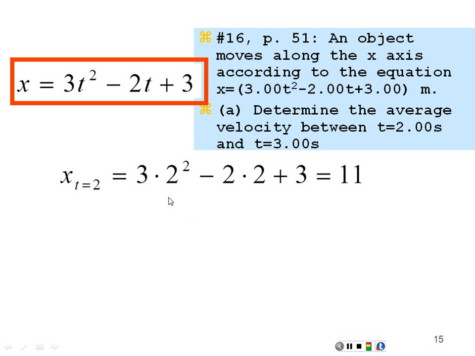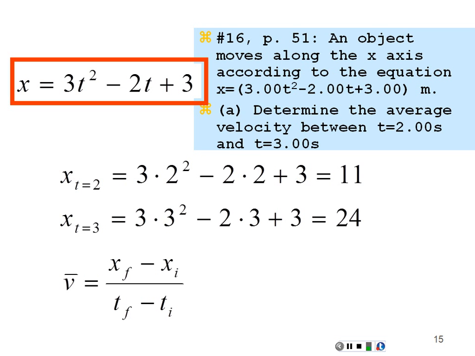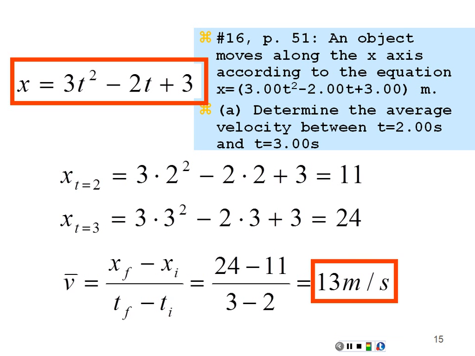At t equals 2 seconds, we have 3 times 2 squared minus 2 times 2 plus 3. That's 11. And our final position will be 3 times 3 squared minus 2 times 3 plus 3. That's going to be 3 times 9, or 27, minus 6 plus 3, or 24. So there's our initial and final positions respectively. So our average velocity will be our final position minus our initial position, 24 minus 11, over our time interval, 3 seconds minus 2 seconds, or 1 second: 13 meters per second. Nice to know. So that's our average velocity.